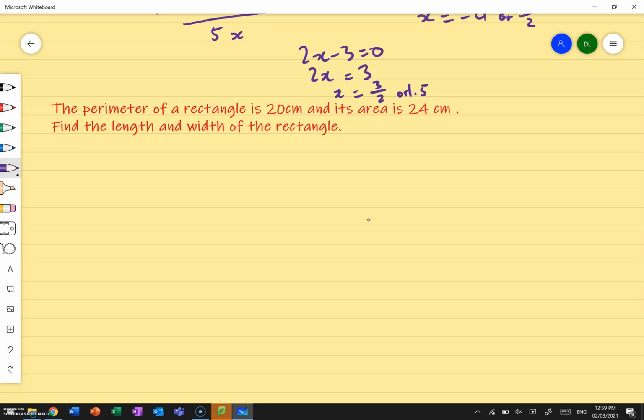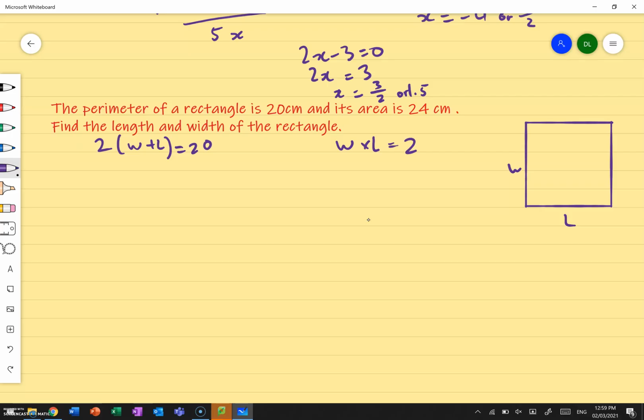So the formula for finding the perimeter is 2 times W plus 2 times L equals 20. What I'm going to do is factorize it. Instead of writing 2 times W plus 2 times L, I'm going to write 2 times (W plus L). Same thing. And the area is W times L. Remember that we've got a rectangle. That might be our L, that might be our W, doesn't really matter. And that equals 24 centimeters squared.